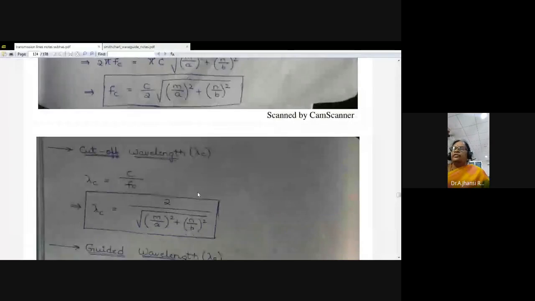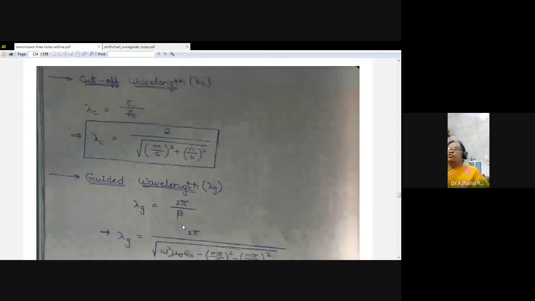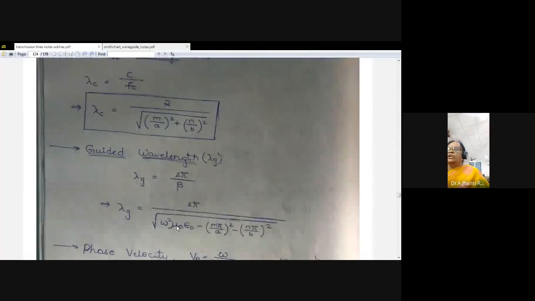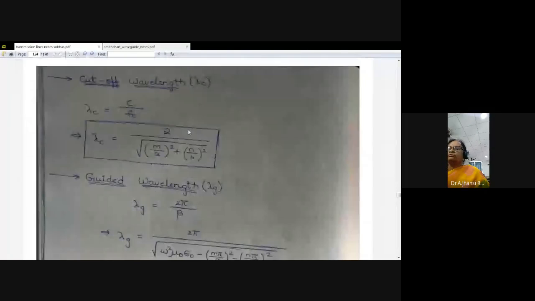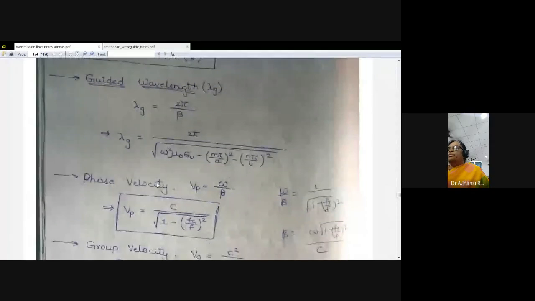Now the guided wavelength lambda g is equal to 2 pi by beta. Now lambda g equals 2 pi by square root of omega square mu naught epsilon naught minus (m pi by a) whole square minus (n pi by b) whole square. This is the beta. You have to substitute. Now here the phase velocity, Vp equal to omega by beta.